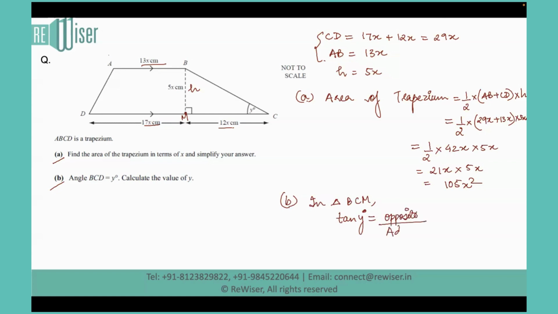to adjacent side, which can further be written as 5x divided by 12x. So we see that y degree can be written as tan inverse of 5 by 12. And using the calculator, we can see that this angle would come as 22.61 degrees. Thank you.